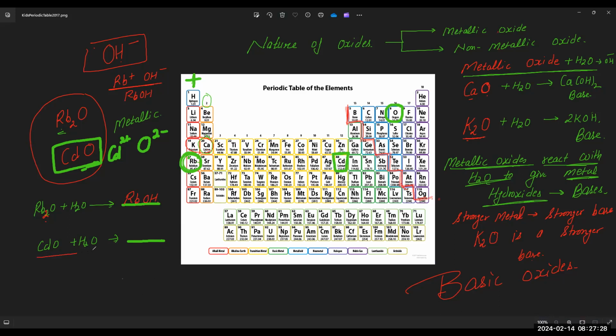Okay, can you do this part? Now you can see, balance this equation. Yeah, before we leave, balance. There are 2 rubidiums. So put 2 here and you can see that everything is balanced. 2 rubidiums, 2 oxygens, 2 hydrogens.